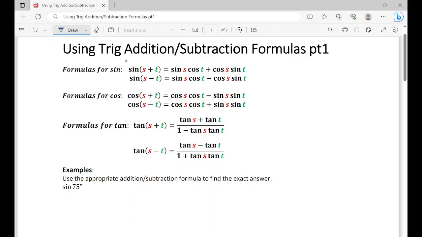There are 6 addition and subtraction formulas for trigonometry: 2 for sine, 2 for cosine, and 2 for tangent. I'm going to do one of each, specifically using the degree measurements.